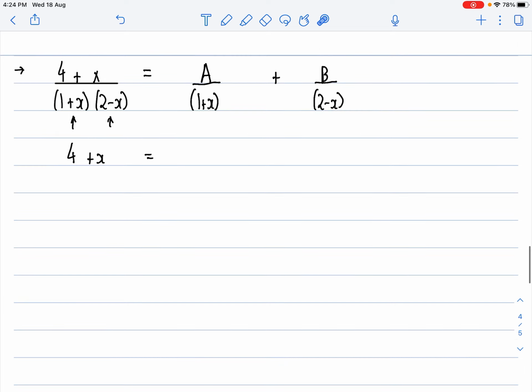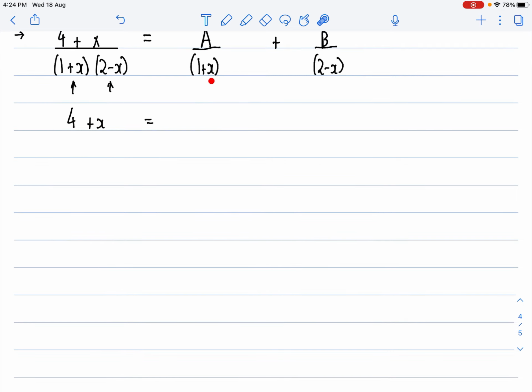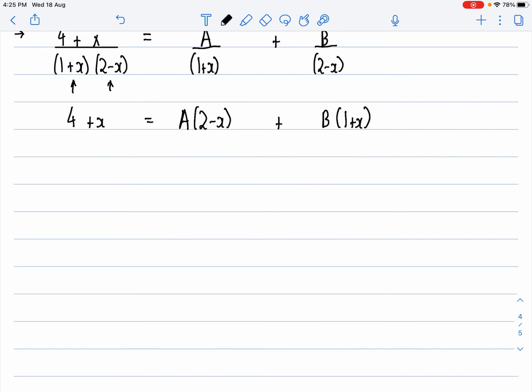Now how do you take the LCM? You have a 1 plus x. I simply have a 1 plus x here. Here, if you see, here also I have 1 plus x. So what's missing here? A 2 minus x. So I multiplied that to the numerator. So I write this as a into 2 minus x plus b into, here I have a 2 minus x, here also I have a 2 minus x, so the missing part is 1 plus x. So that's what I simply multiply. Simple LCM. And obviously I cancel the denominators and I ignore them.